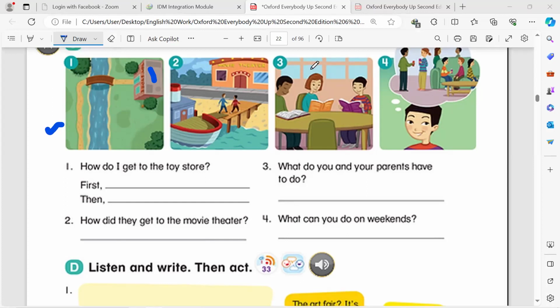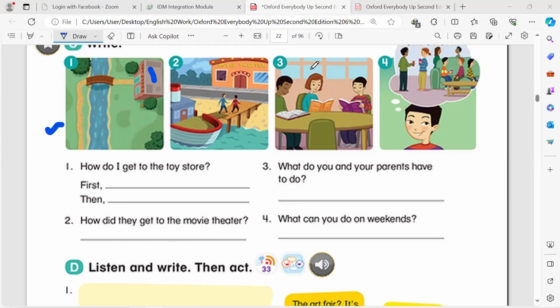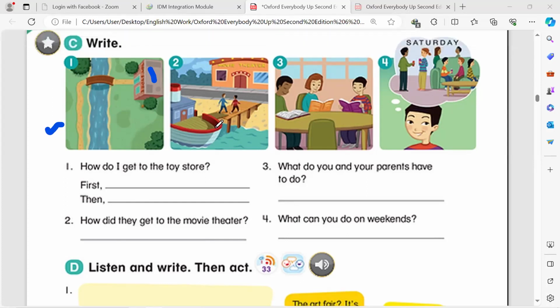It's ferry, no? So instead of using ship, we can just say ferry, no? Let's write a ferry to the movie theater. And number three, how did they get to the movie? Movie theater is already finished. What do you and your parents have to do? How do you think for number three?